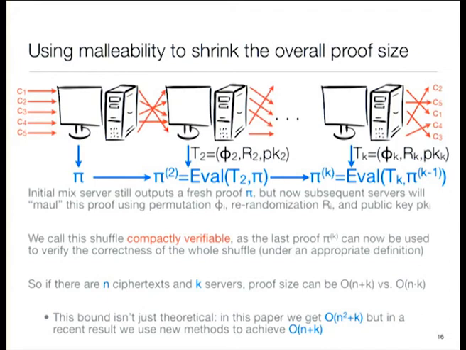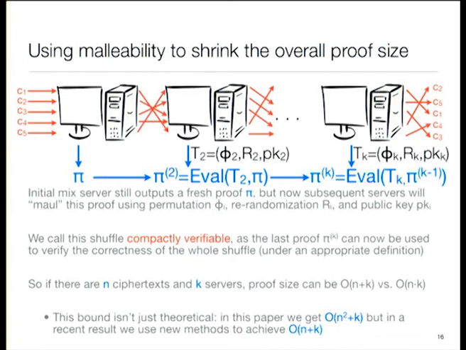In this paper, we were constrained by our representation of the permutation as a matrix. So we ended up with a proof of size O(n squared plus k). But in a very recent result, we used new methods for the CM construction and thus new methods for the representation of the permutation to achieve actual O(n plus k).